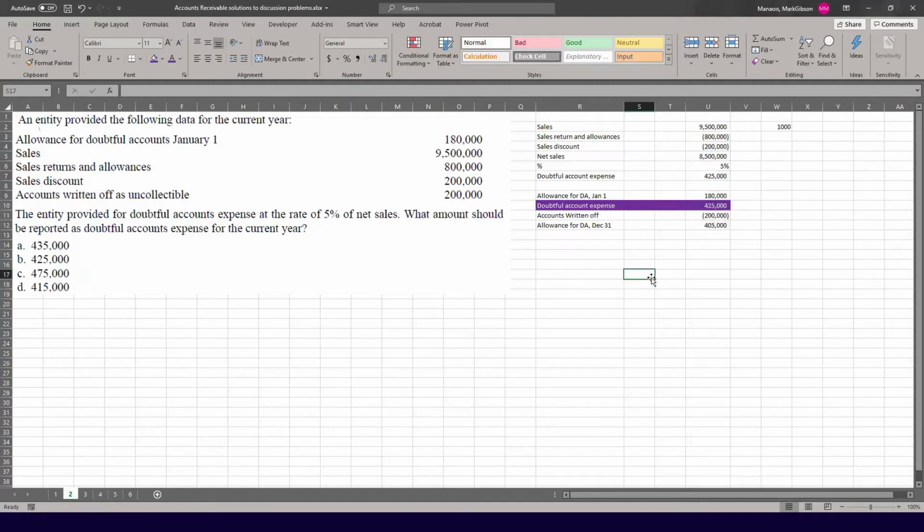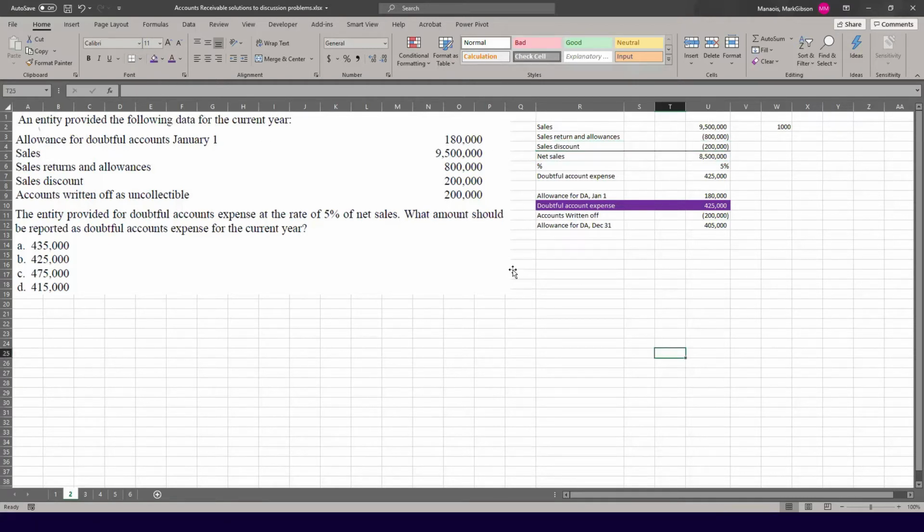Okay, sige. O tandaan, ang tinatanong lang sa atin dito is the doubtful account expense, no? But later on, let's also touch on the calculation of the ending balance of allowance for doubtful account, no? So let's also do that. So remember, the method here is 5% of net sales. So of course, with that, we'll have to calculate first the total net sales.